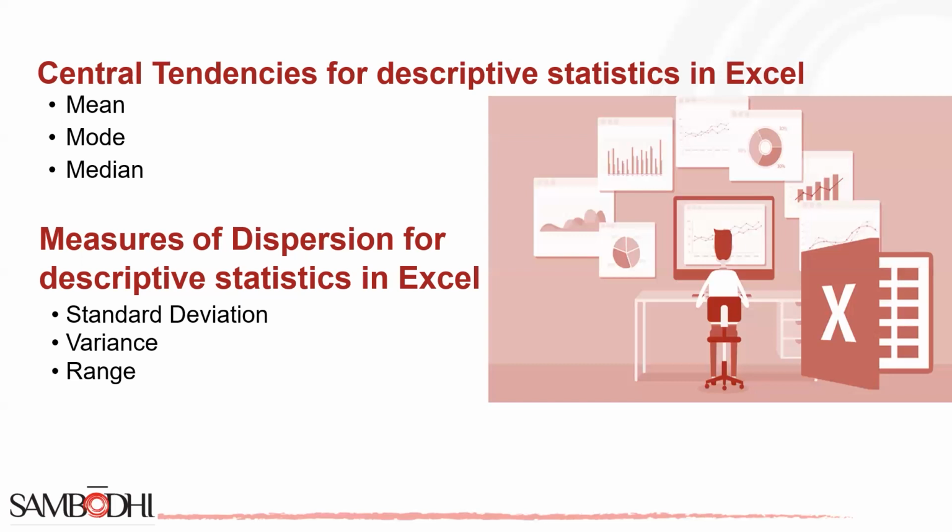Mode, this measure represents the value that occurs most frequently in your data. It's the best for categorical or ordinal data.